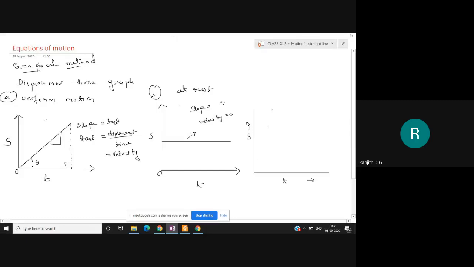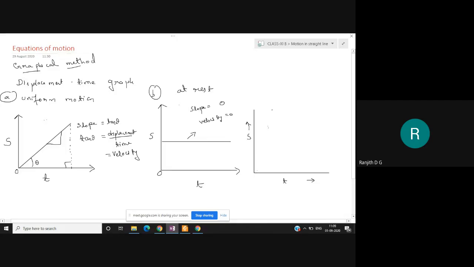Displacement is constant, but the velocity is 0. There is no constant velocity here. In uniform motion the velocity is constant in the entire journey, but here it is not constant, it is 0. There is a difference between these two graphs.